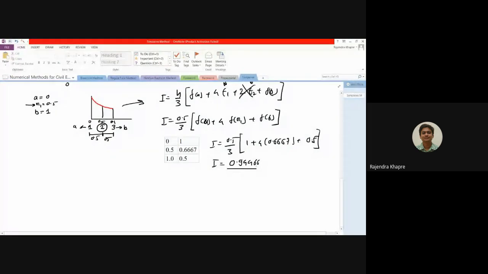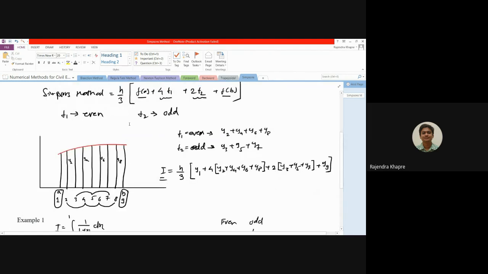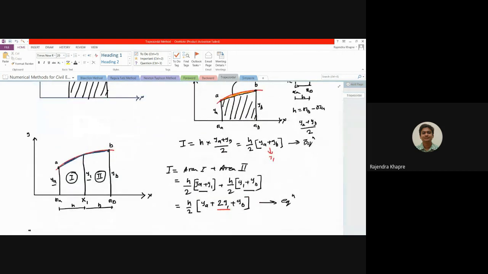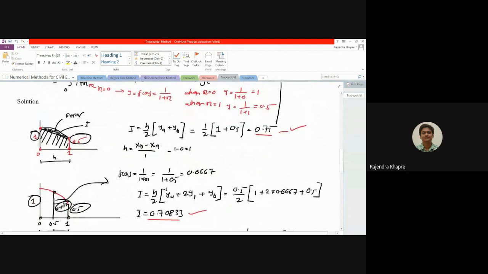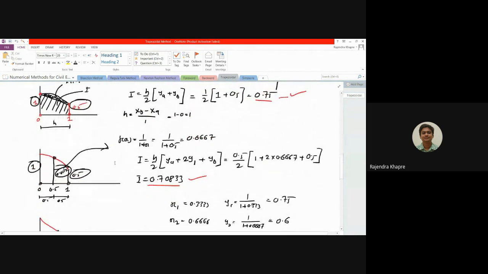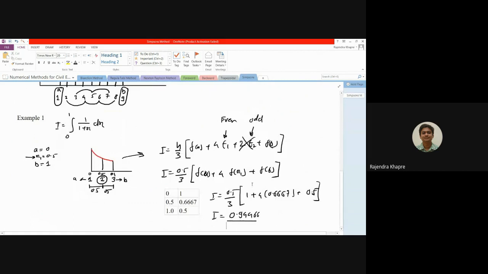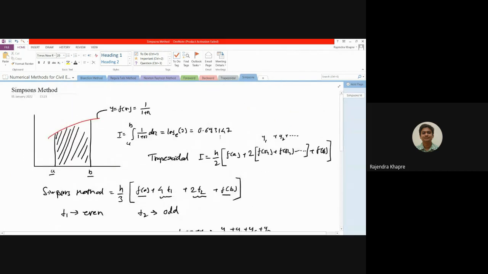Whatever it may be. Okay, so this is the correct answer as far as Simpson's method is concerned when we are using only two intervals, that is from 0 to 1. If you remember, we have solved the same problem here using two intervals. So let us check the values. When we took only two intervals, we got the value as 0.708, isn't it? And what we have obtained over here is something like 0.944. Okay, so actual is 0.69.